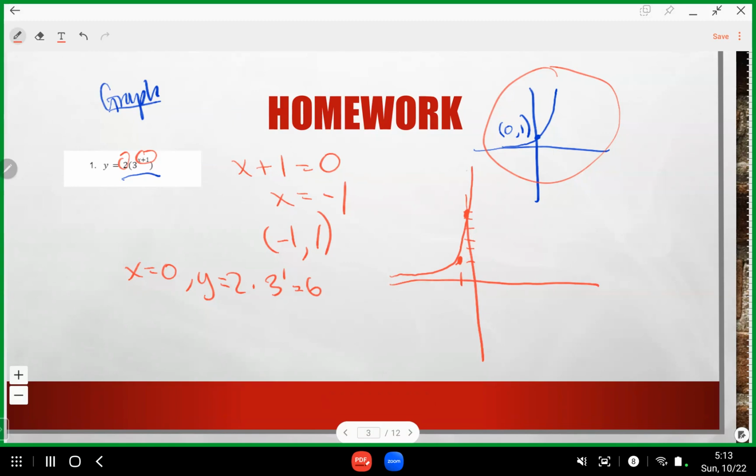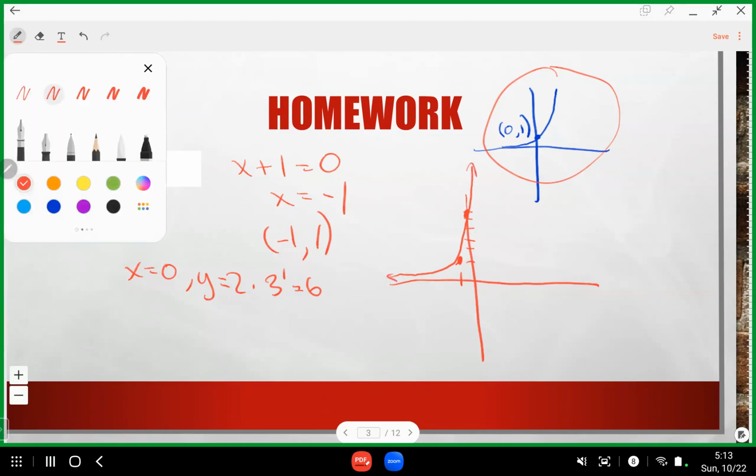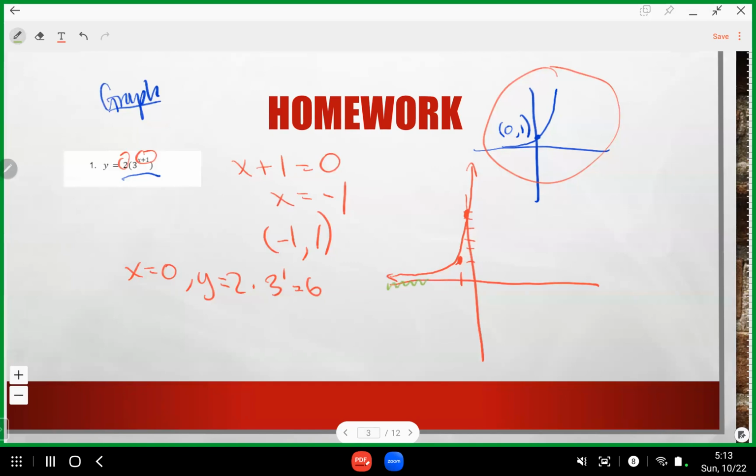So it's just going to be skinnier like this. And this is the y. This is the horizontal asymptote right here. This is y is equal to 0.